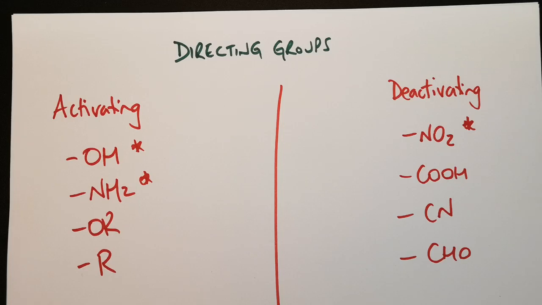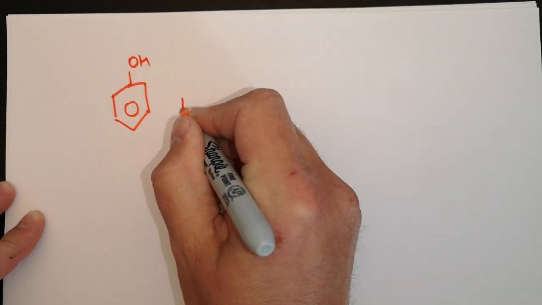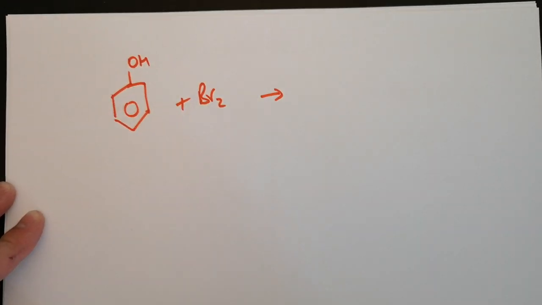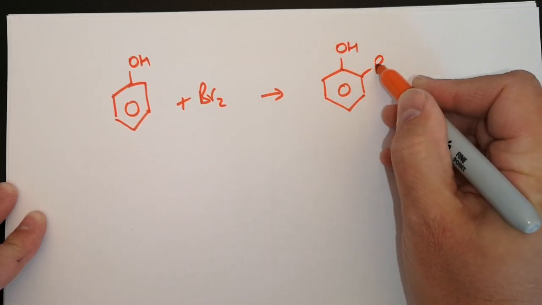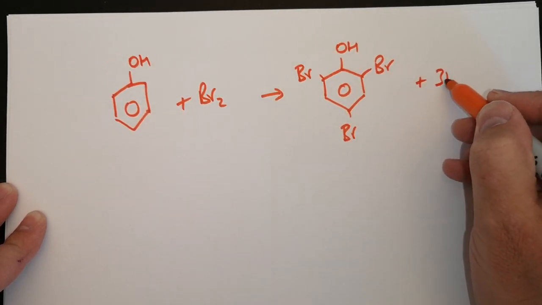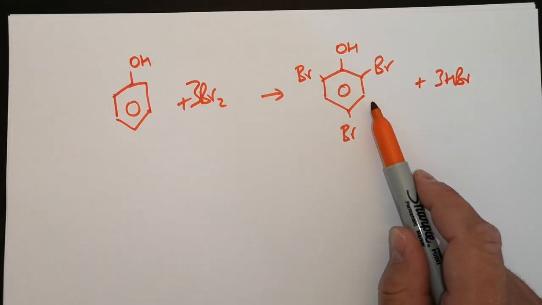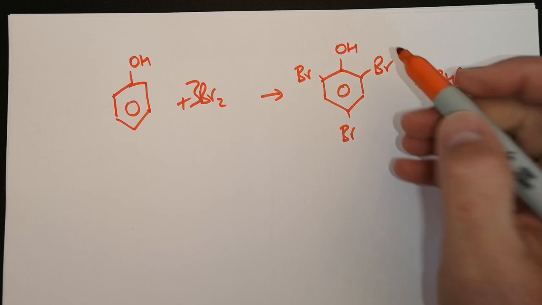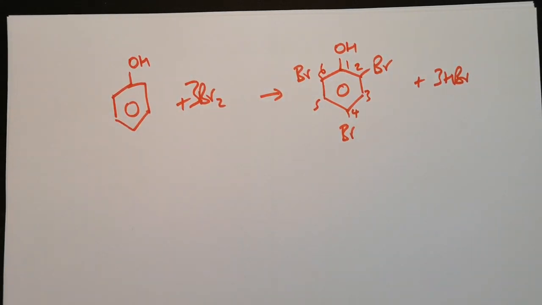So to give you an idea, we have looked at one already without really knowing it. When we looked at the reaction of phenol with bromine, we said that it makes a particular product, and that product is 2,4,6 tribromophenol. And what we'll be able to see is that there is no substitution on this position or that position. So it goes on the 2, the 4 and the 6, but not on the 3 or the 5.